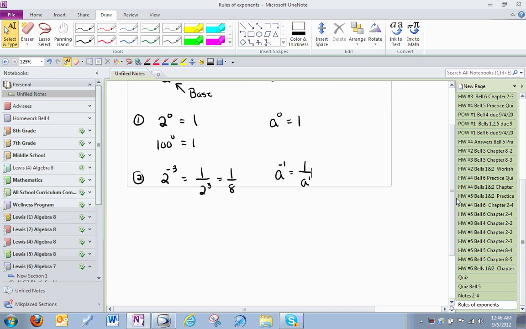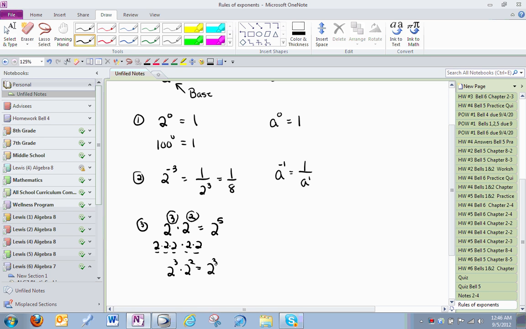The next rule we learned is that when you multiply 2 to the third times 2 to the second, if you count up all the 2's, you get 1, 2, 3, 4, 5, so that equals 2 to the fifth. So what do you do with the 3 and the 2 to get 5? You add them. So 2 to the third times 2 to the second equals 2 to the 3 plus 2, or 2 to the fifth power. The way they write this rule is a to the m times a to the n is equal to a to the m plus n, where a is the same base.